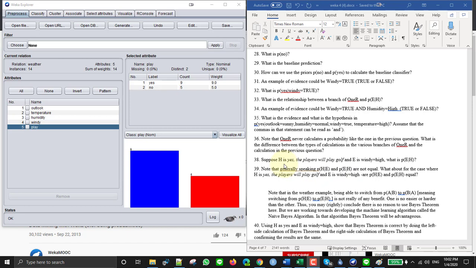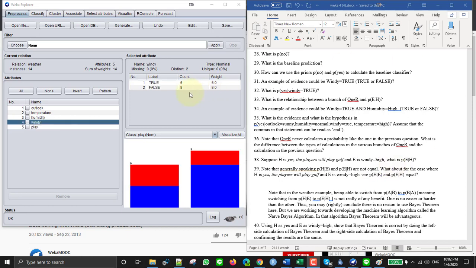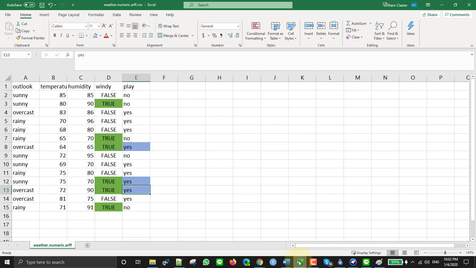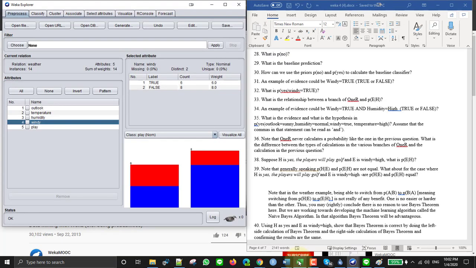So suppose H is yes, the players will play golf, and E is windy equals high. Sounds like windy equals true, I guess is what I should have written there. So what is the probability of yes given E? I think that's the calculation we just did. Yeah, so I think we just did that. It's 1/2, I think.